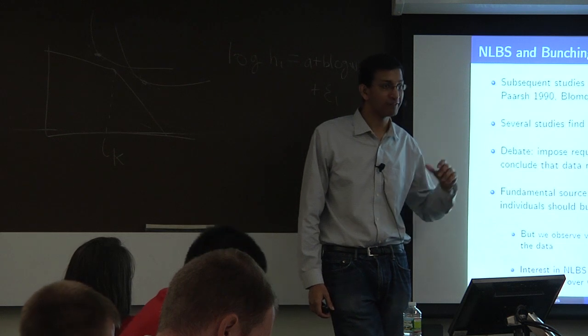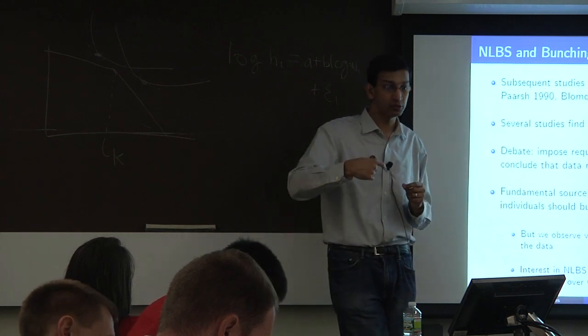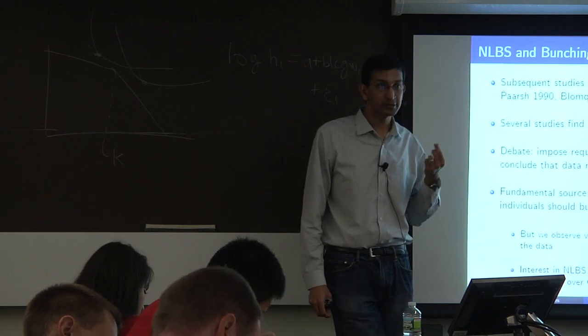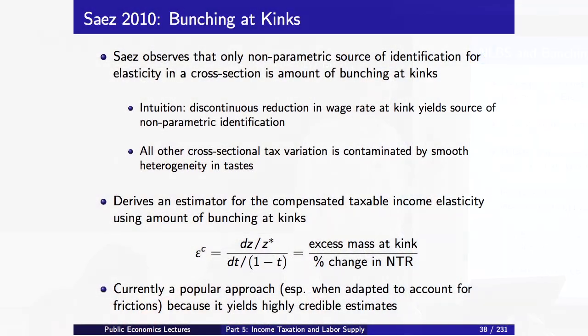And so the model ends up being effectively rejected by the data because it's predicting something that you don't see. And so the interest in these nonlinear budget set models sort of diminished, despite, I think, their very clear conceptual advantage over running a simple OLS regression. Okay, so the most recent work in this area focuses on the amount of bunching at kinks, where there's a paper that Emmanuel Saez actually wrote in 2002, published in 2010, and then has since developed in the context of this literature on frictions.